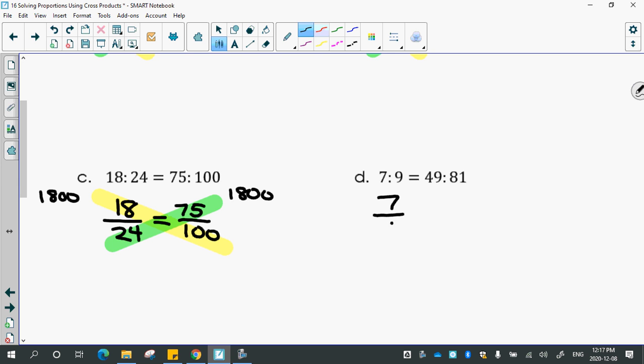So we're testing, is 7 over 9 equal to 49 over 81? So we test our cross products. 7 times 81 is 567. And 9 times 49 is 441. So those are not equivalent fractions. Okay, not equivalent ratios.